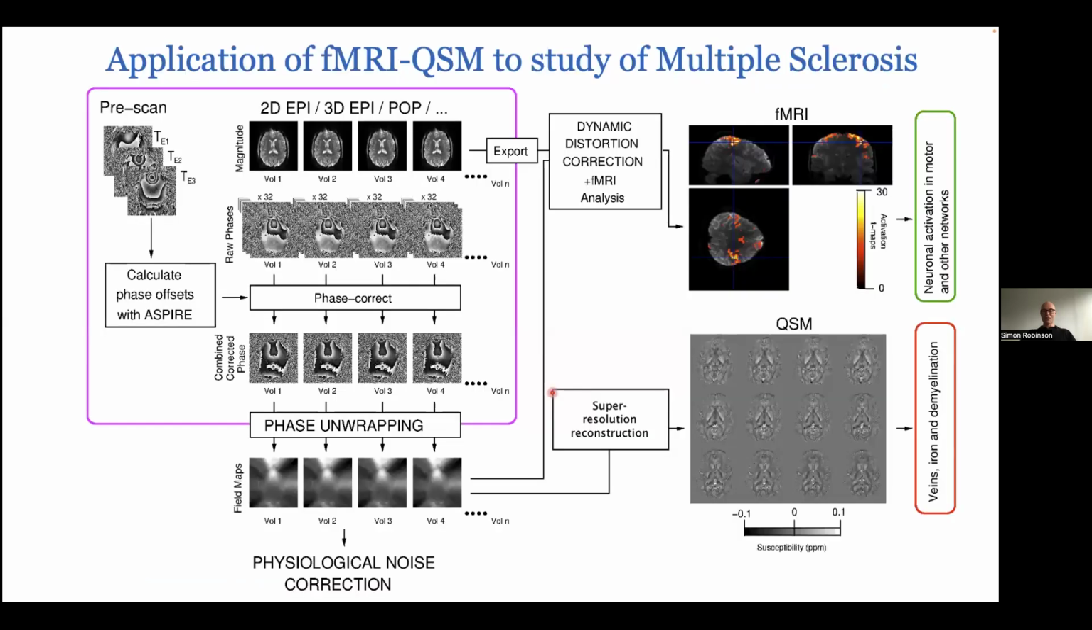Okay, so that's it really. I hope I've shown you how some of these methods that have been developed for this field of susceptibility-weighted imaging and QSM for the high-resolution static case can be applied productively to fMRI data to generate field maps, also from single echo EPI data, which you can use for physiological noise correction, for dynamic distortion correction, and also using super resolution reconstruction to generate QSMs.